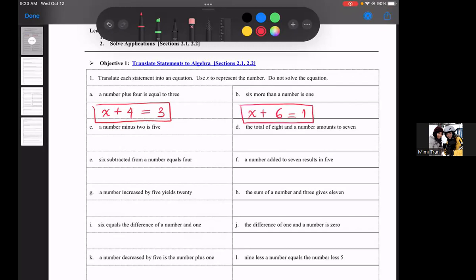C, can someone tell me C? A number minus 2 is 5. X minus 2. Yeah, x minus 2 equals 5. Let me highlight it here. Is equal.